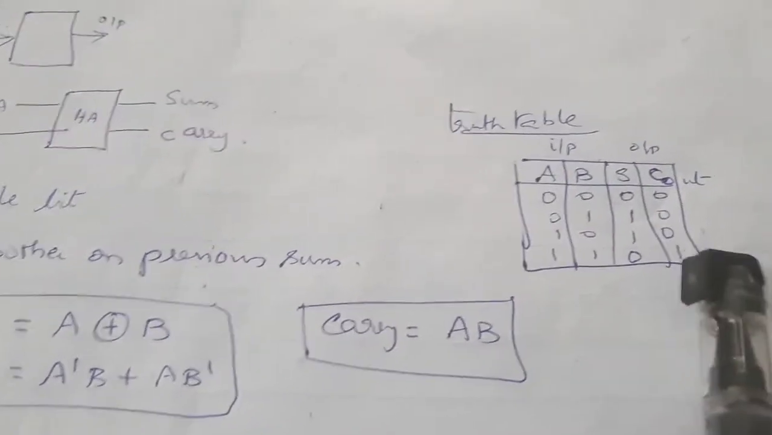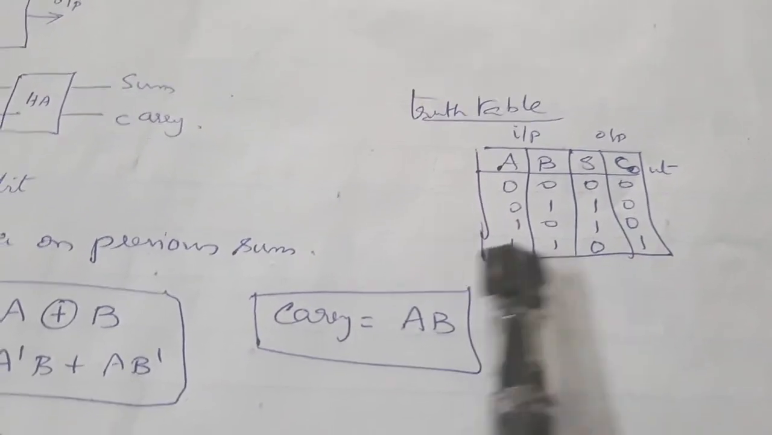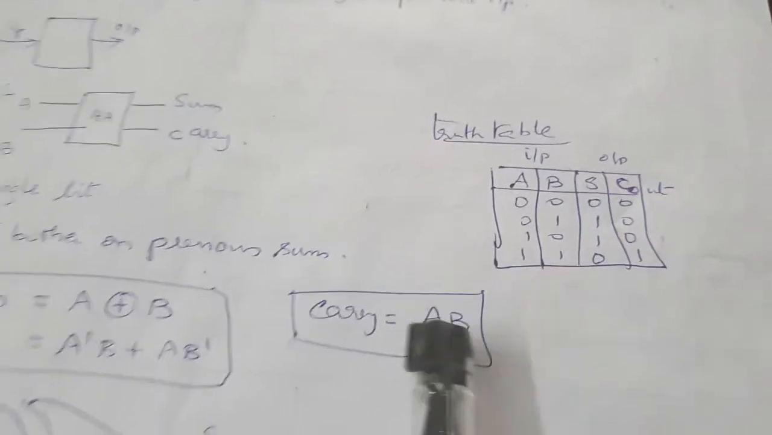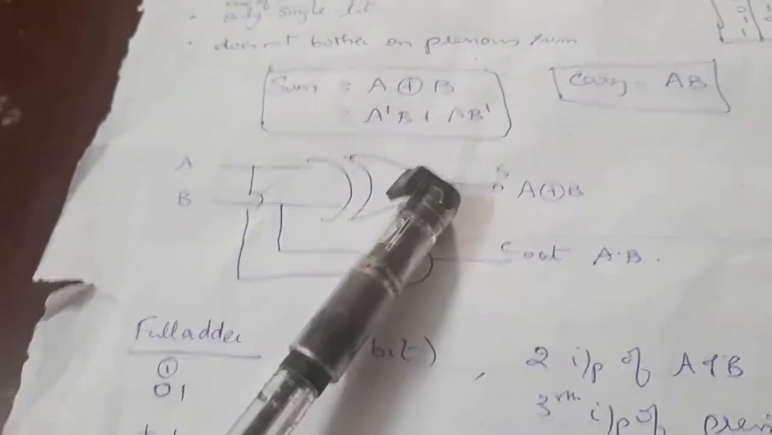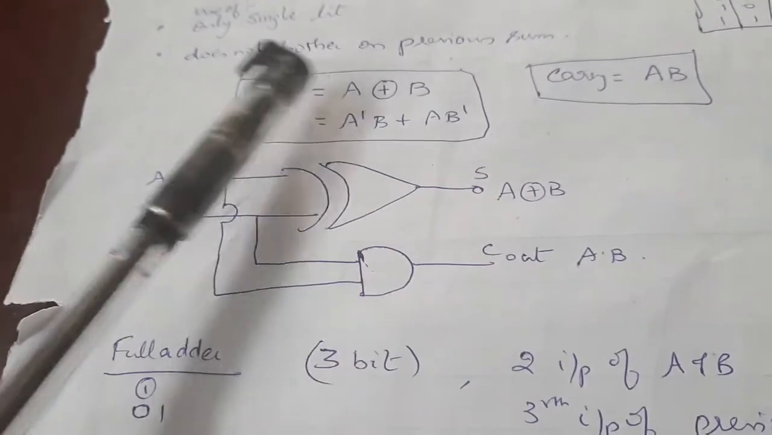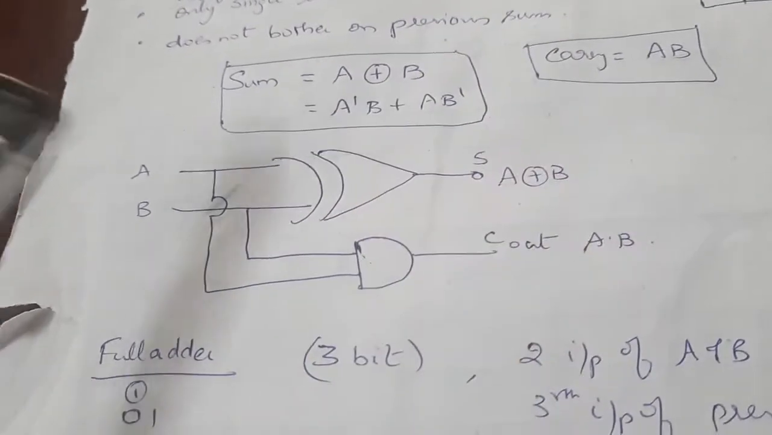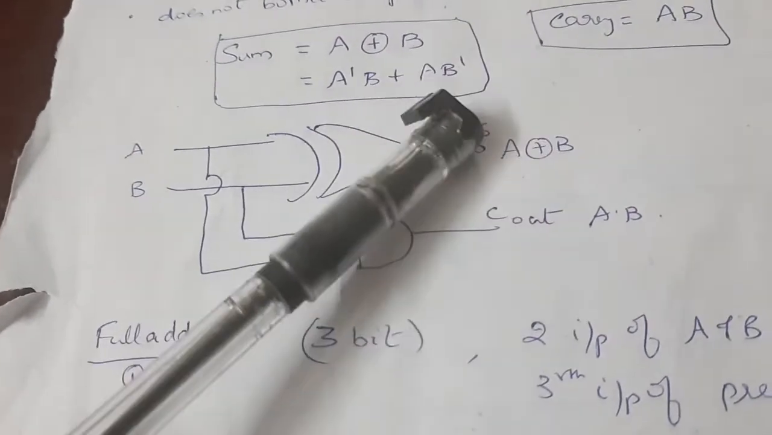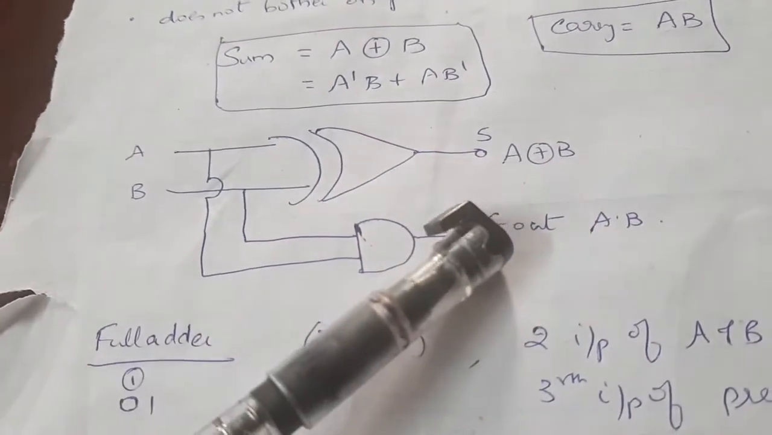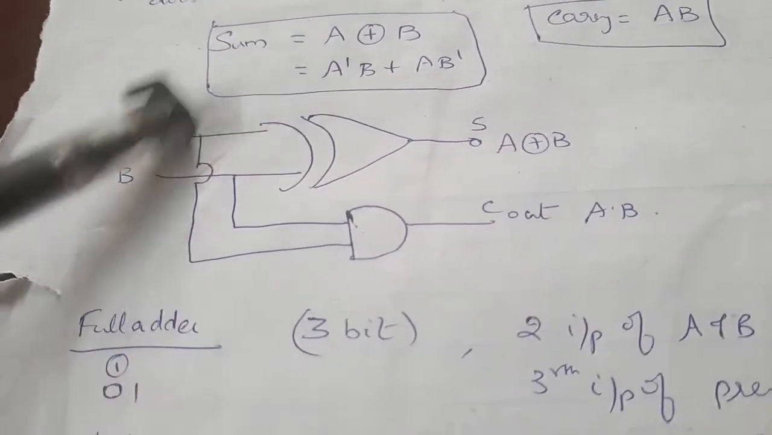Similarly, carry output. What is the input information? A into B, both are high. A into B. Okay, draw the circuit. So you put in an exclusive OR gate. How many inputs to the exclusive OR gate? 2 inputs, A and B. Similarly, 2 inputs for carry, A and B, but it is given to an AND gate. So this is sum, this is carry out. This is the information for your single bit half adder system.